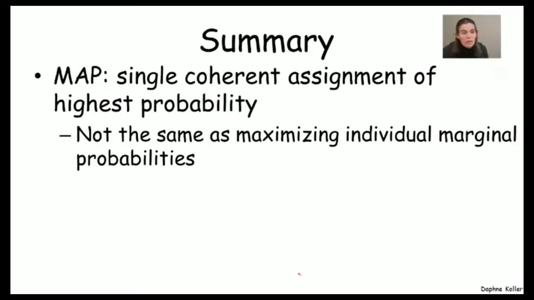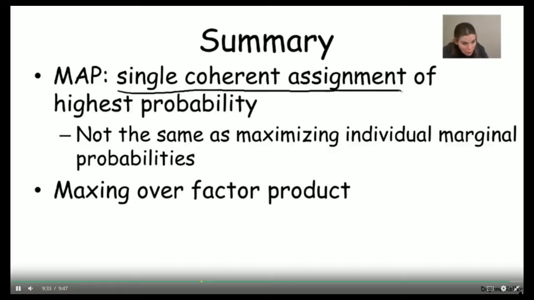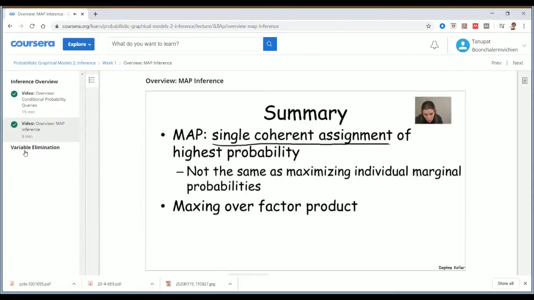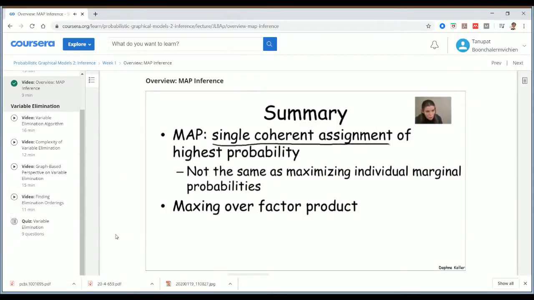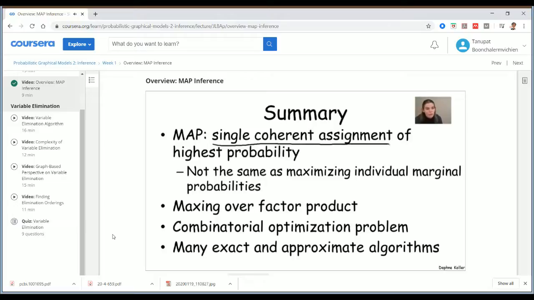So to summarize, the MAP problem aims to find a single coherent assignment of highest probability, and that means that it is not the same as maximizing individual marginal probabilities, as we saw in the example. One can reformulate this problem as one of finding the max over a factor product, and this is a combinatorial optimization problem which admits a whole range of different solutions, some of which are exact and others approximate.